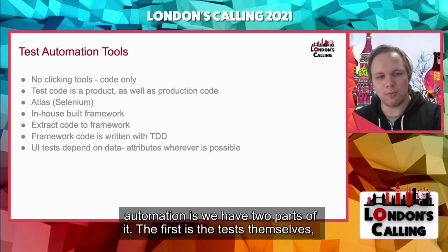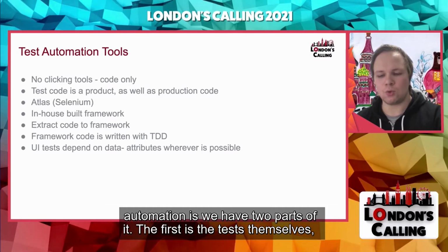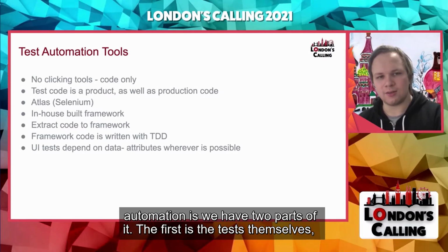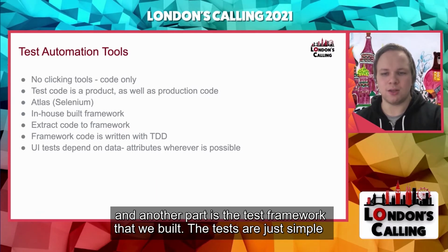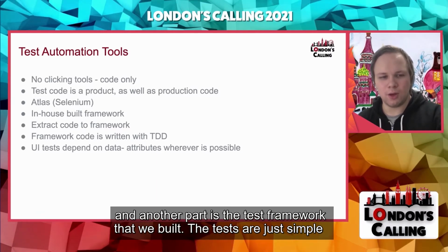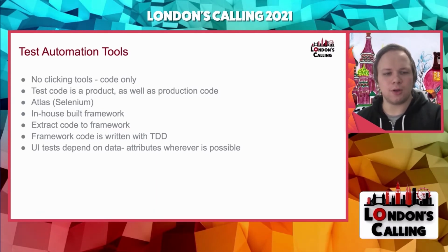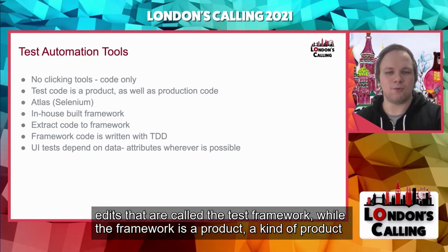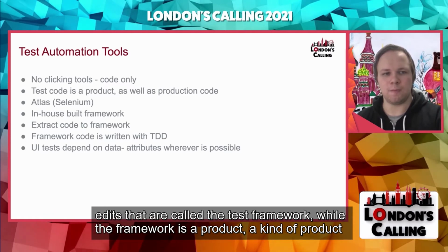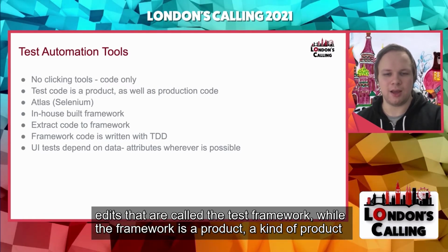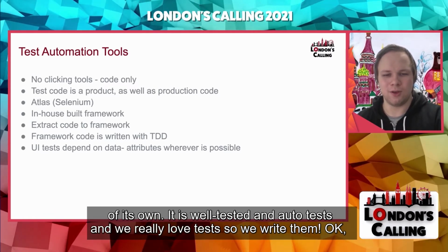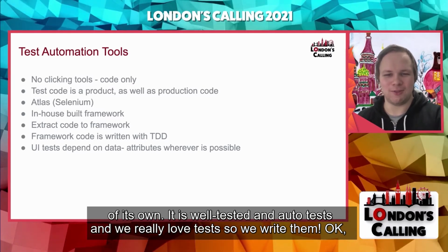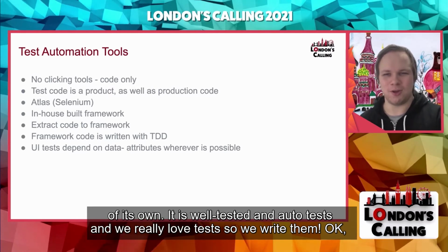Another thing about the test automation is that we have basically two parts of it. The first is the tests themselves, and another part is the test framework that we've built. Tests are just simple template methods that call the test framework, while the framework is a kind of product of its own. And it is well tested with auto tests. We really love tests, so we write tests while we write tests.